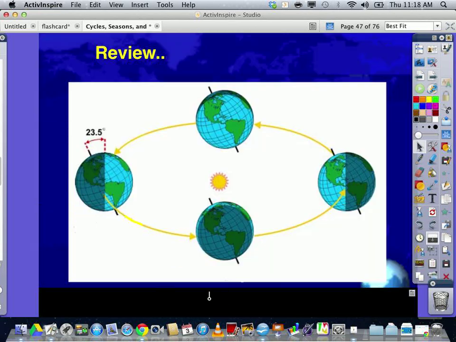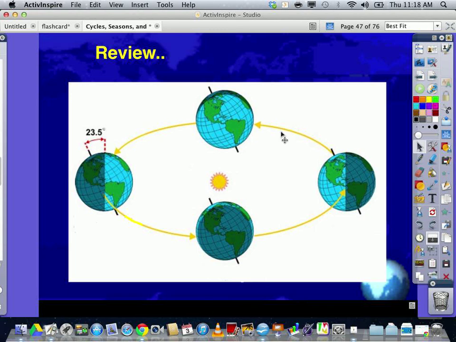So here's a blank diagram of all 4 seasons. Let's see if we can figure this out. Let's start here. Draw our equator. And there's our equator separating northern hemisphere and southern hemisphere. Northern hemisphere is tilted away, so that's winter. Now let's take a look at this one. There's our equator. Northern hemisphere is tilted towards, so that's summer.